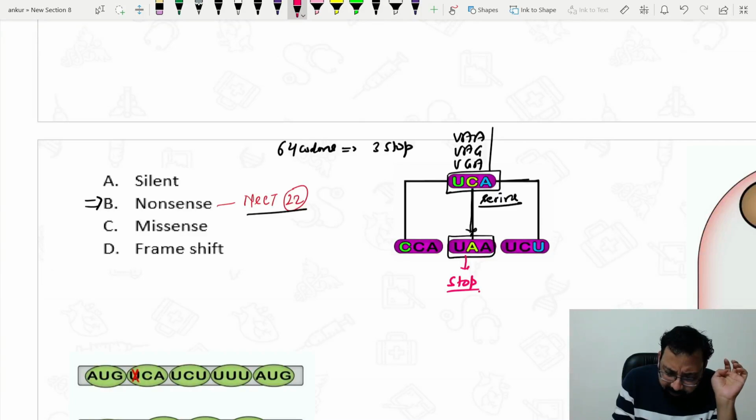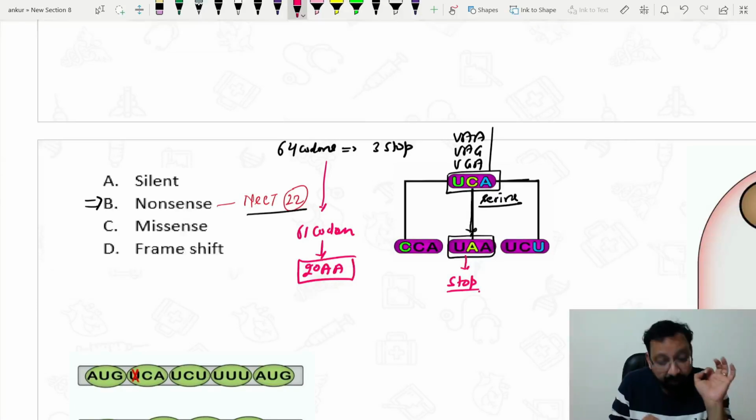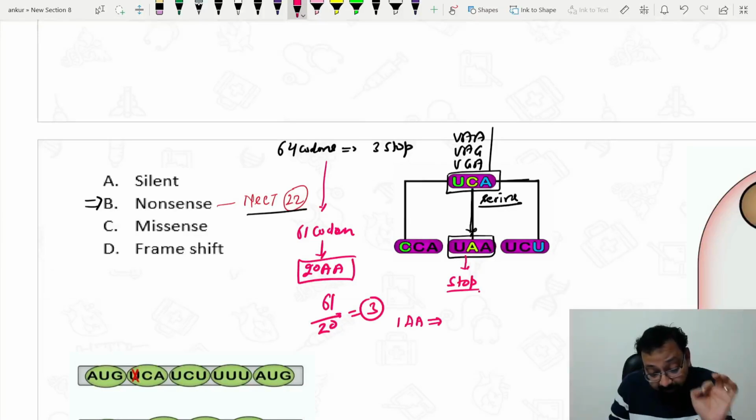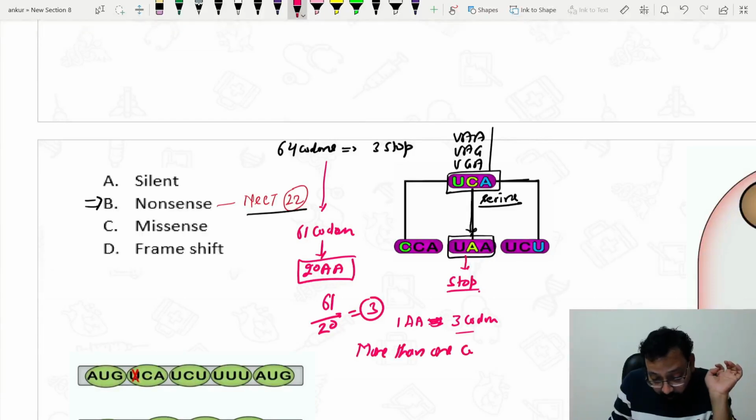We found that 61 codons code for 20 amino acids. You all know there are 20 amino acids which usually take part in protein synthesis. So if you take the average, 61 divided by 20, you will find about 3. So one amino acid has on average 3 codons, meaning more than one codon for a single amino acid. This is called degeneracy of codon.